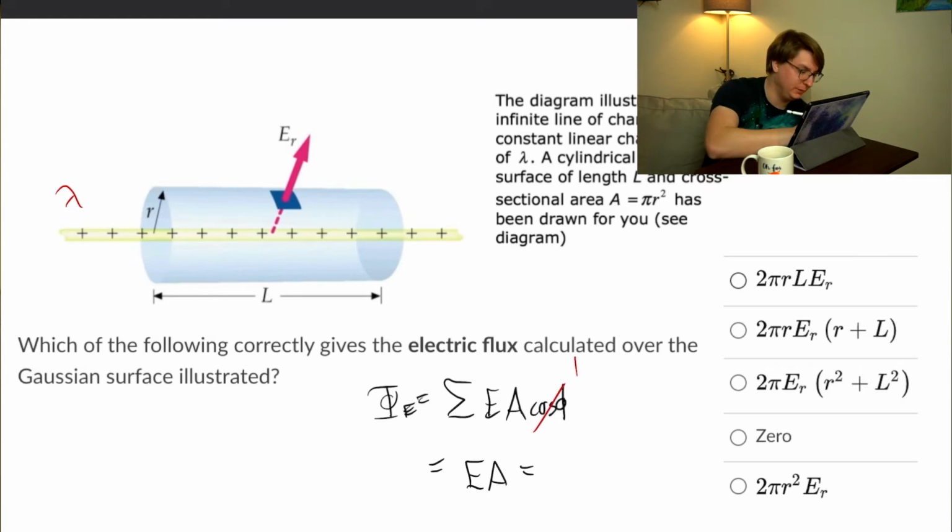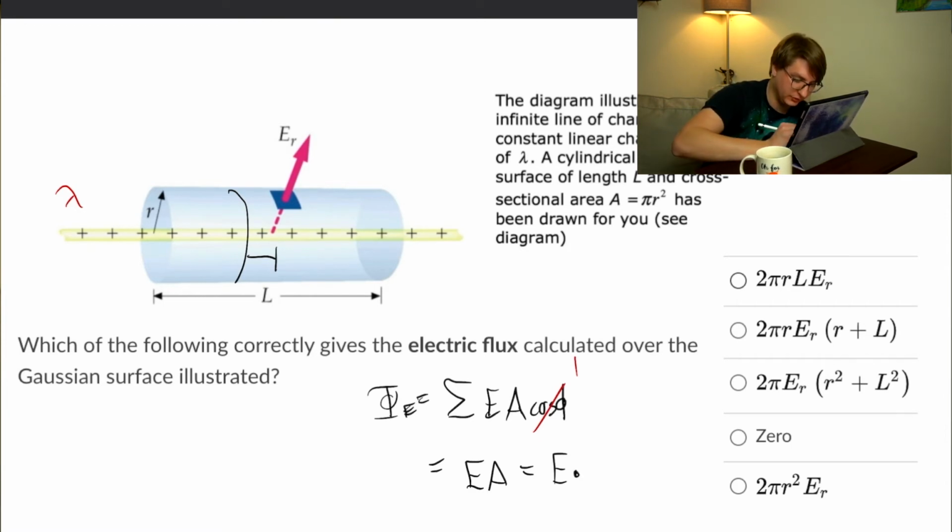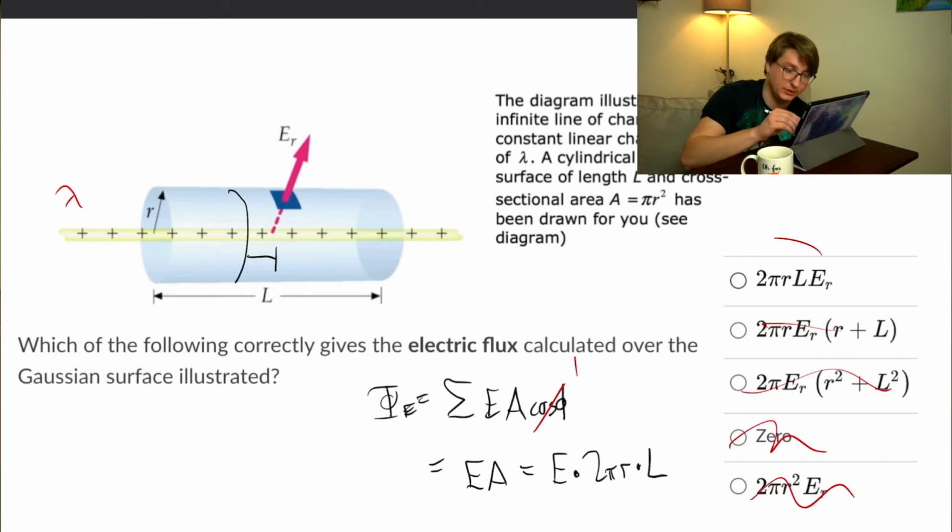Essentially it's going to be the circumference times a length. So we need to get the circumference, we need to get this length. So it's going to be E. And the circumference of a circle is 2 pi r, and the length is going to be this L here. So we get 2 pi r times L. We look, okay, what answer looks like that? Not 0, not this one, not this one. It's going to be this one.